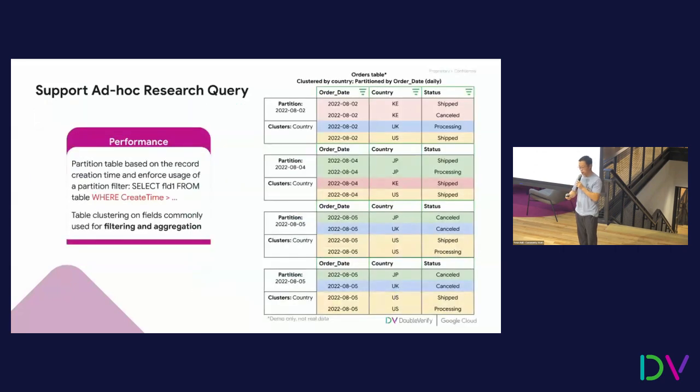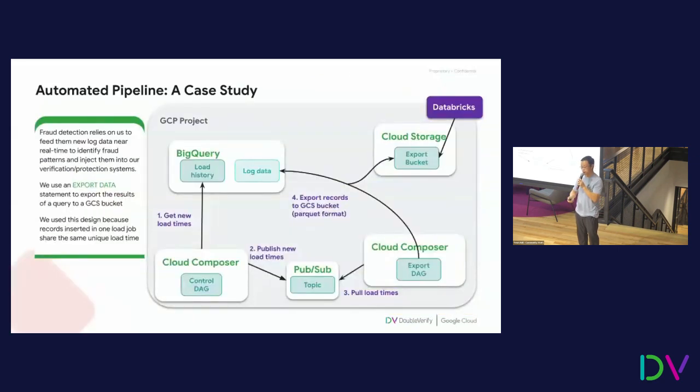Another thing we did is partitioning and clustering, which is out-of-the-box support from BigQuery, and we can dramatically improve the speed. This is the use case I talked about for the fraud dev. Quickly going through that: number one, you find the insertion time, then you publish that to the Pub/Sub topic. Then Cloud Composer can go there and get all the new data, which I mentioned, to send to the downstream partners.